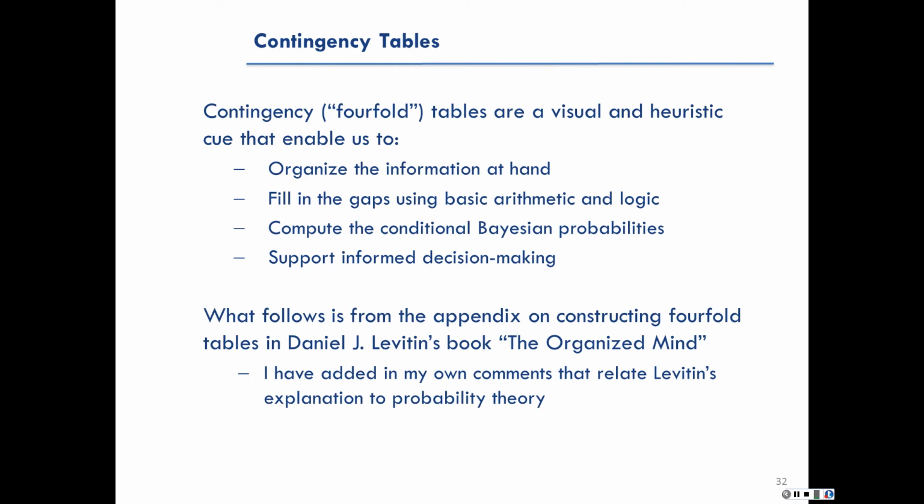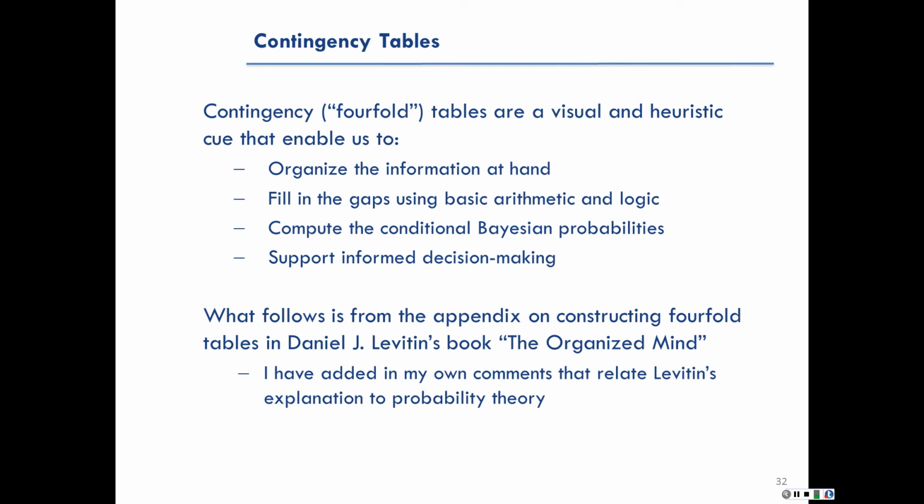And fortunately, Daniel Levitin has provided us that help through these fourfold tables, also referred to as contingency tables. And these are really a visual and heuristic cue that enable us to organize the information that we have at hand in a table and then fill in the gaps using some basic arithmetic and logic, and then compute the conditional Bayesian probabilities. And so these tables are designed to support informed decision making.